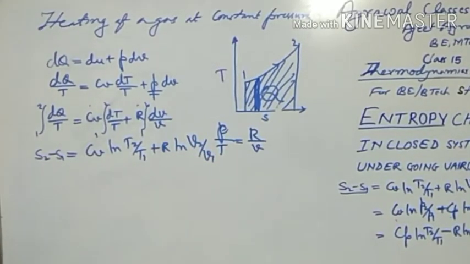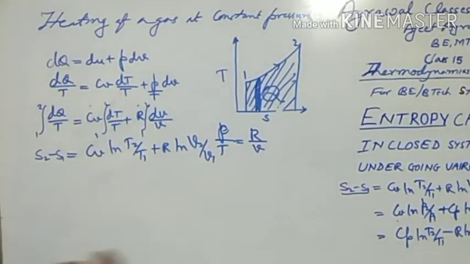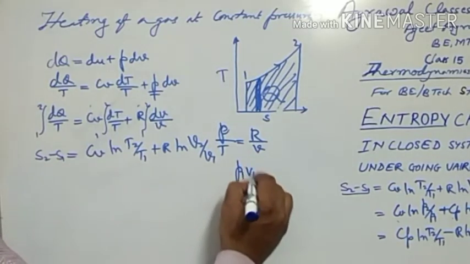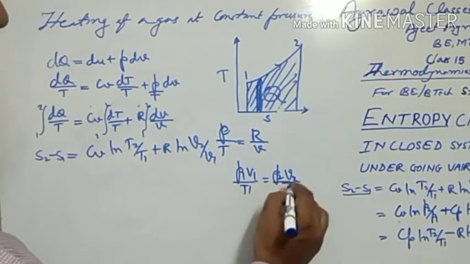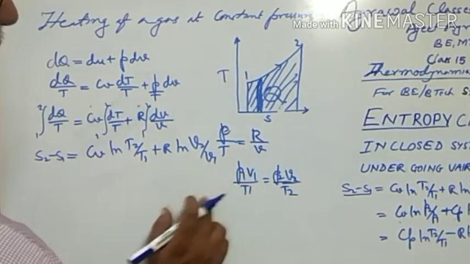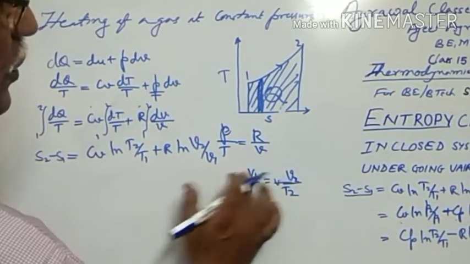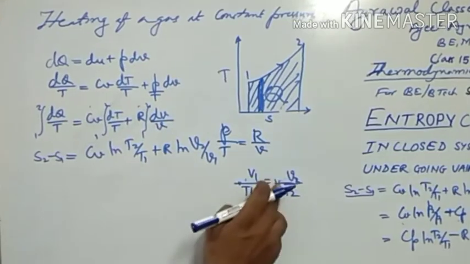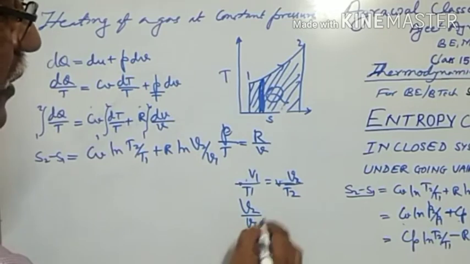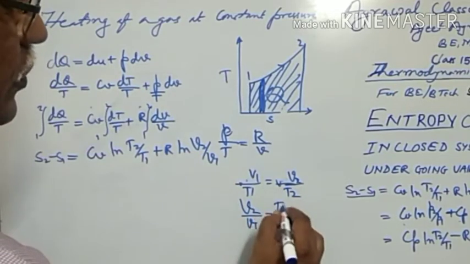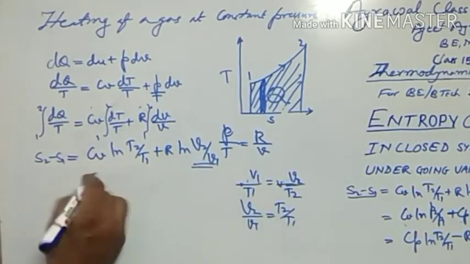Now V2 upon V1 can be replaced in terms of T from the gas equation P1 V1 by T1 equals P2 V2 by T2. In this case P1 equals P2, so it becomes V1 by T1 is equal to V2 by T2. So V2 by V1 is equal to T2 by T1. So here we can substitute V2 by V1 as T2 by T1.